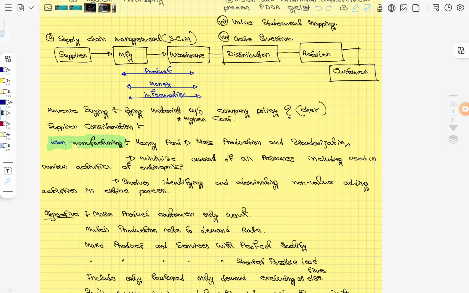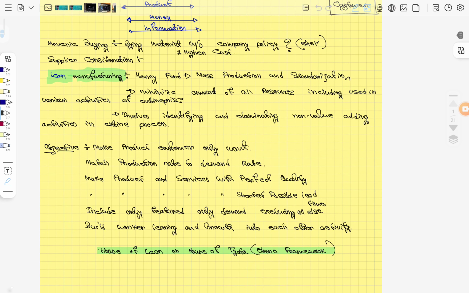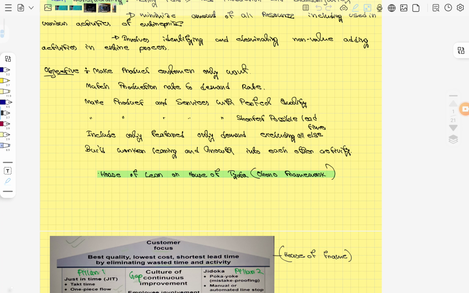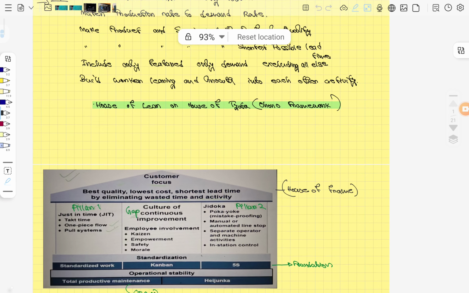Lean manufacturing was pioneered by Henry Ford, and it is mass production and standardization that minimizes the amount of resources used in the various activities of an enterprise, by identifying and eliminating non-value adding activities. So you have to identify the resources used in various activities and minimize those that are non-value adding. The objective is to make only what the customer wants, match the production rate to the demand rate, make the product or service with perfect quality and shortest possible lead time, include only the features demanded and exclude everything else, and build worker learning and growth into the system.